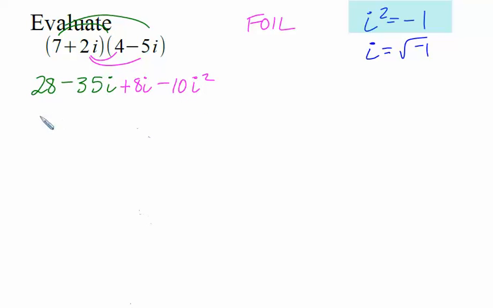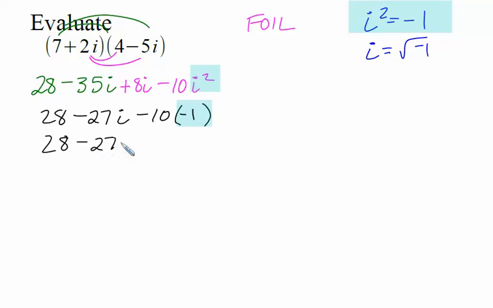Combine our like terms in the middle there. -35 plus 8, just like we're combining like terms back in Algebra 1. That will be a -27, and the i stays attached. And then what we have to remember is what can we replace i squared with? Well, i squared is equal to -1. So then we get 28 minus 27i plus 10.